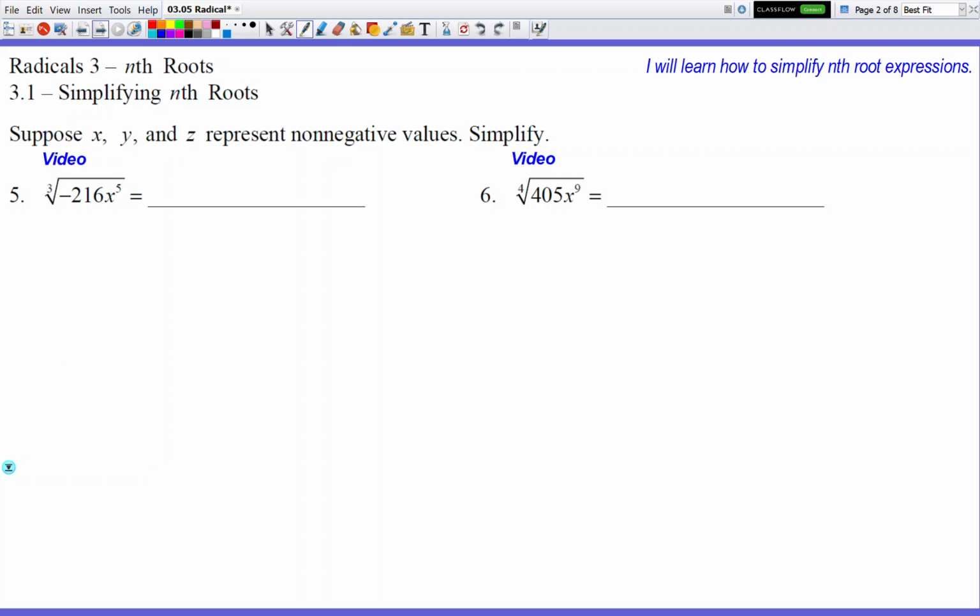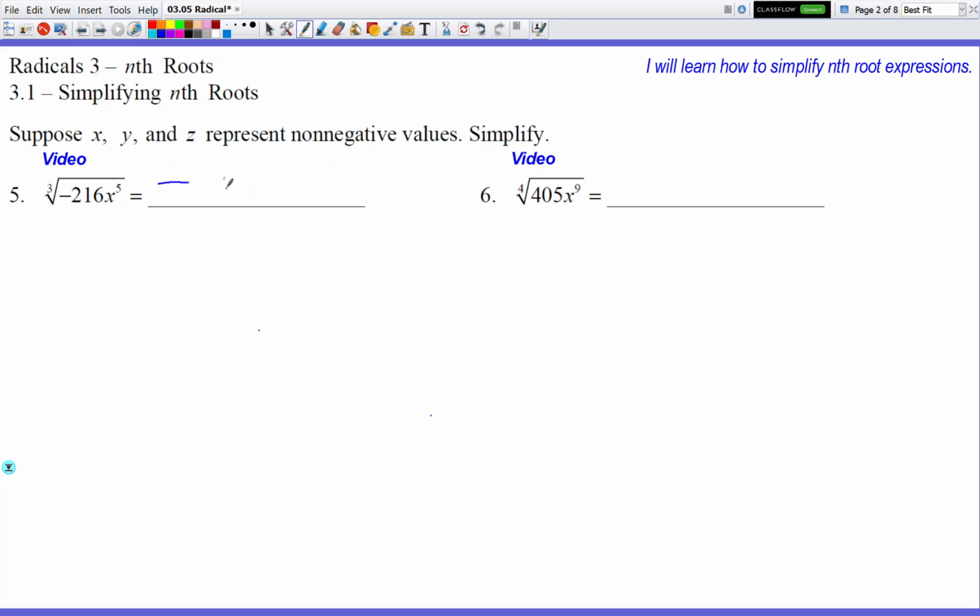Okay, so let's look at number 5. All right, so we got 3rd root radical of negative 216 x to the 5th power. Okay, so you see this negative sign inside this radical symbol, and you're automatically thinking, oh, this is going to be an imaginary number. No. This is not an imaginary number situation. Imaginary numbers happen when your radical is an even numbered radical. This is an odd root radical. So because I have an odd root radical, my final answer is just going to be negative. If this was an even root radical, then yes, I would have an imaginary number.